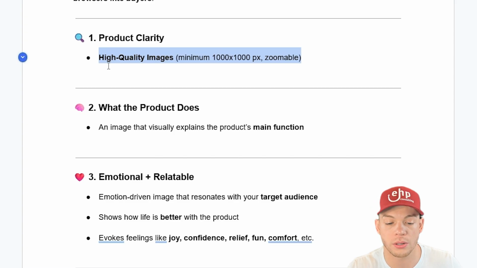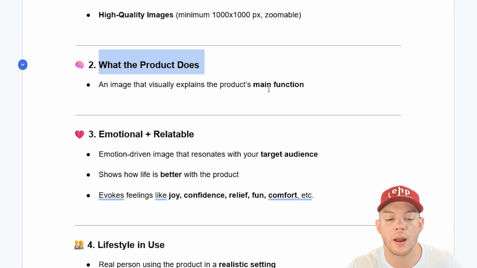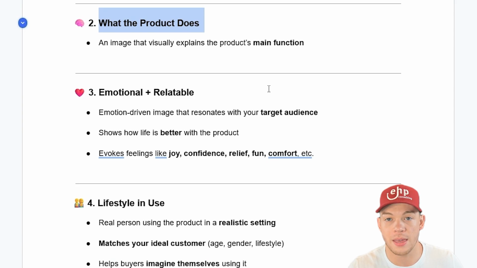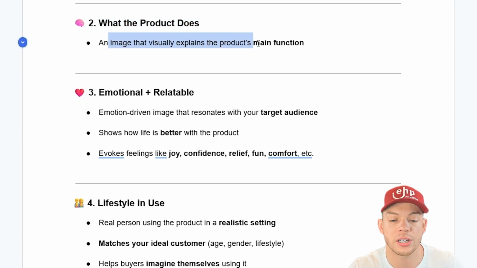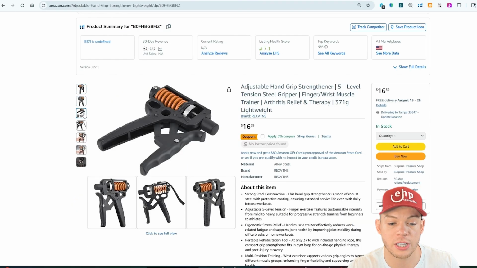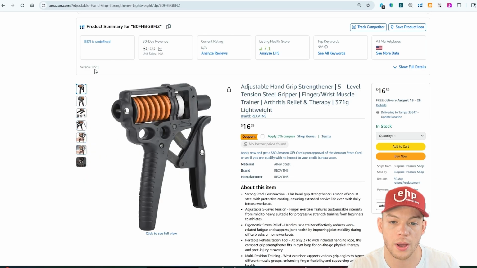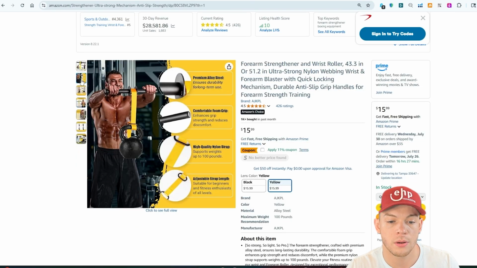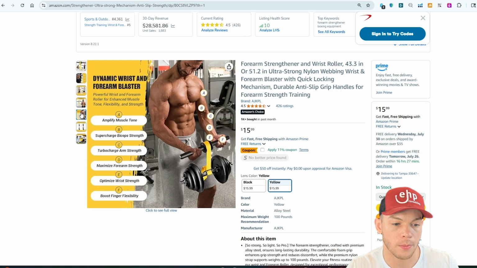What the product does: you want at least one image that visually explains the product's main function, right? This one doesn't explain the product's main function, okay? This one pretty much does, let's see, right here, the product's main function. And it shows the product's main function as well.